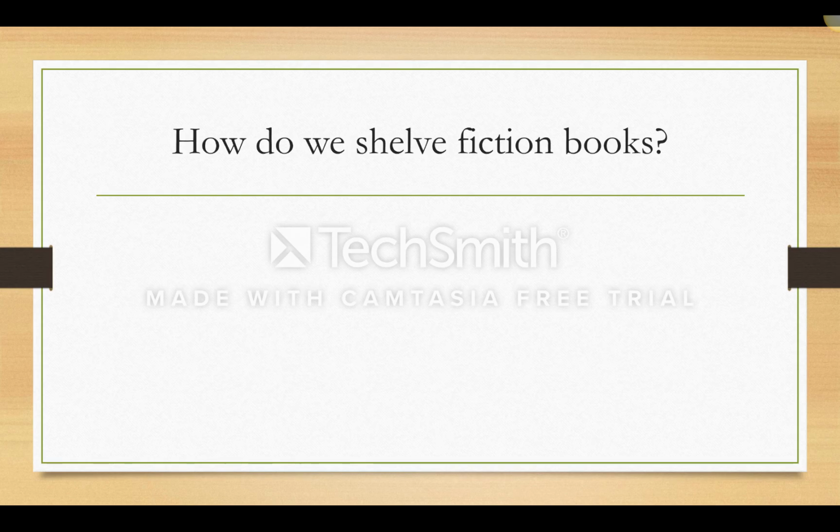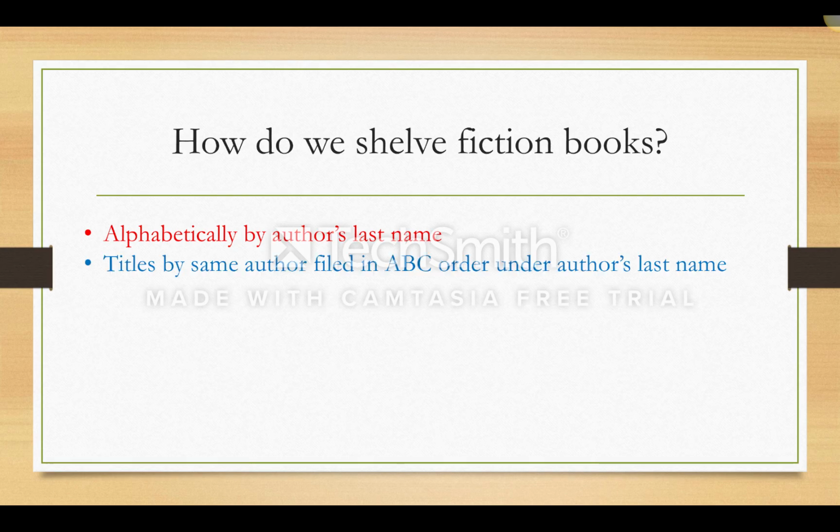How do we shelve fiction books? If a book is a work of fiction, you'll organize them alphabetically by the author's last name. This is why we print the first 3 letters of the author's last name in the spine label for help. Titles by the same author are filed in alphabetical order under the author's last name. If the title of the book starts with the words a, an, or the, you can ignore those little words and begin with the next word in the title to alphabetize them.